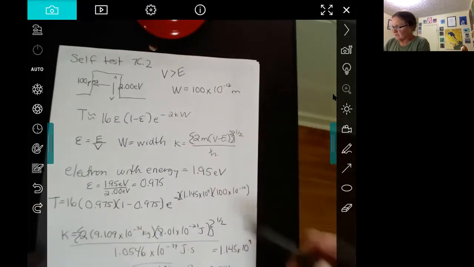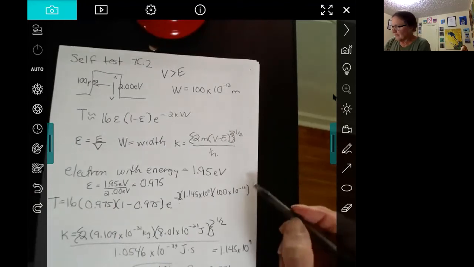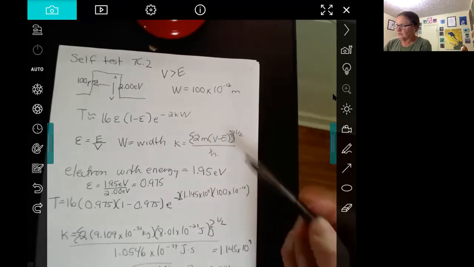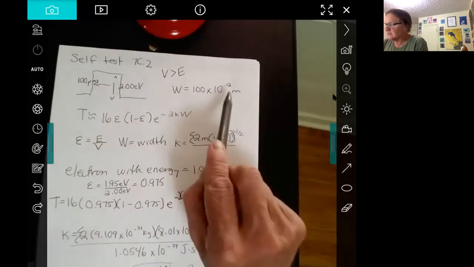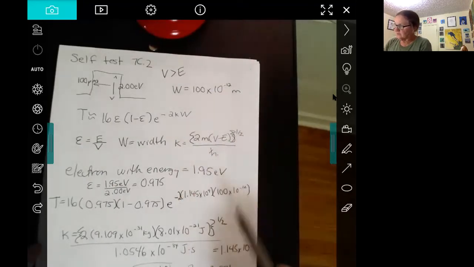When I calculated kappa, I got 1.145 times 10 to the 9th, and I'm just using everything in SI units. And then the width is 100 times 10 to the minus 12 meters. So I got a kappa of 1.145. Oh yeah, the width doesn't go in there, the width goes in here. So kappa and then times the width.